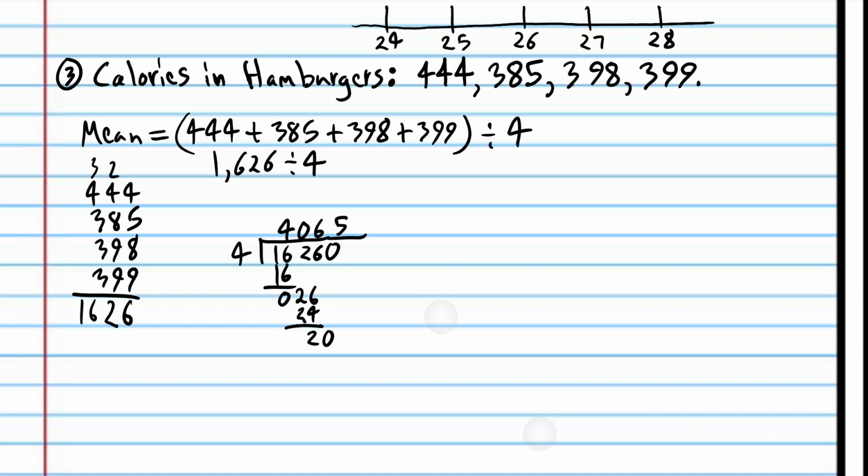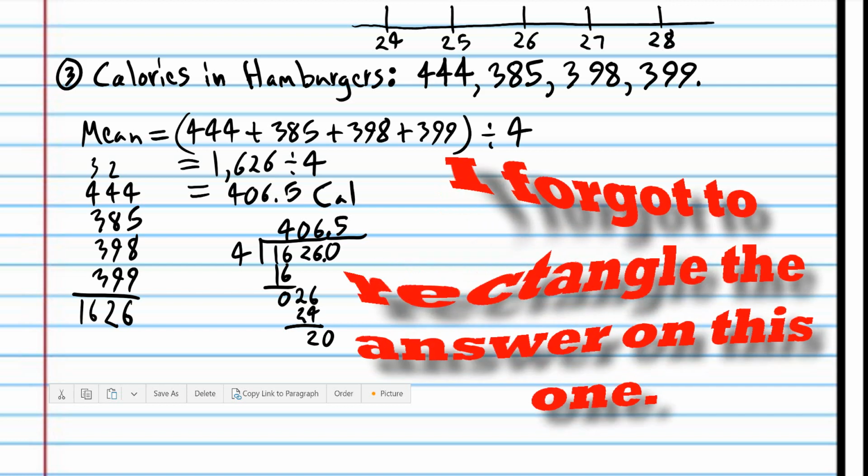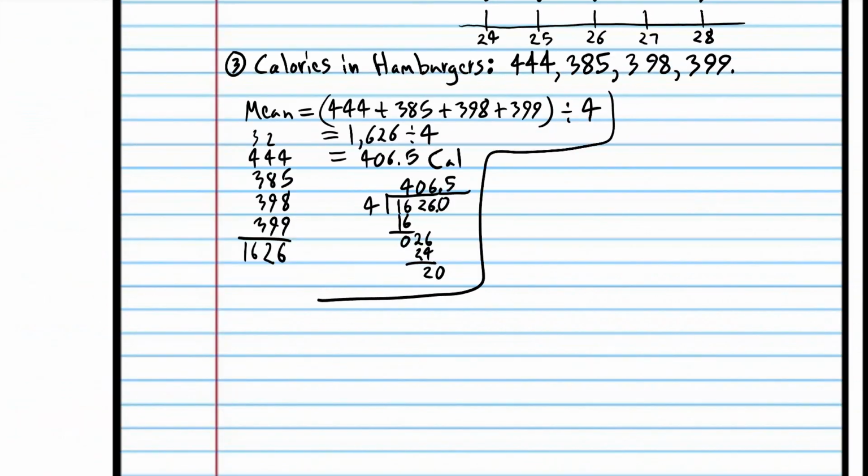And the reason we had to bring down a 0 and add a decimal is because we still have a remainder. You still have to keep going. So bring the decimal straight up, and we have 406.5. So that's the mean. So if you got 406.5, good job. 406.5 Calories, and you want to put a capital C because when people use that word calorie in the real world, it's actually technically a kilocalorie. So you have to put a capital C there, but who cares about that? That's not important. All right, so if you found 406.5, good job.